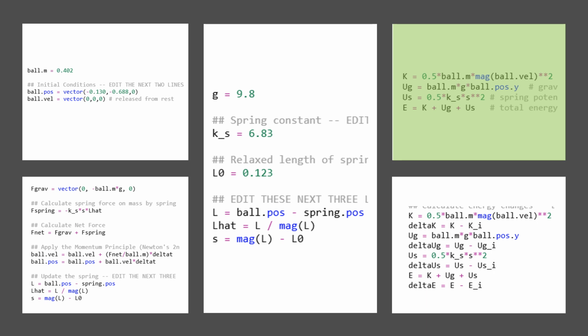Next, the total energy of the system at the start was calculated, including the kinetic energy and the gravitational and spring potential energies, which all sum to the total energy. Next, the net force was calculated using the force of gravity and the spring force, and the second law was applied to the model. Also, the spring was updated in each iteration. Lastly, the energies were updated in each iteration, and the changes in energy were calculated between each iteration.